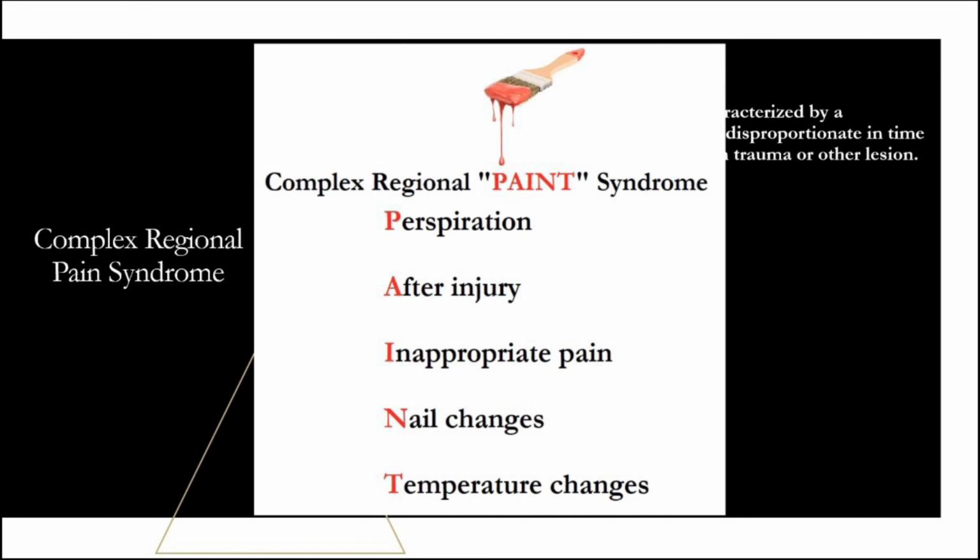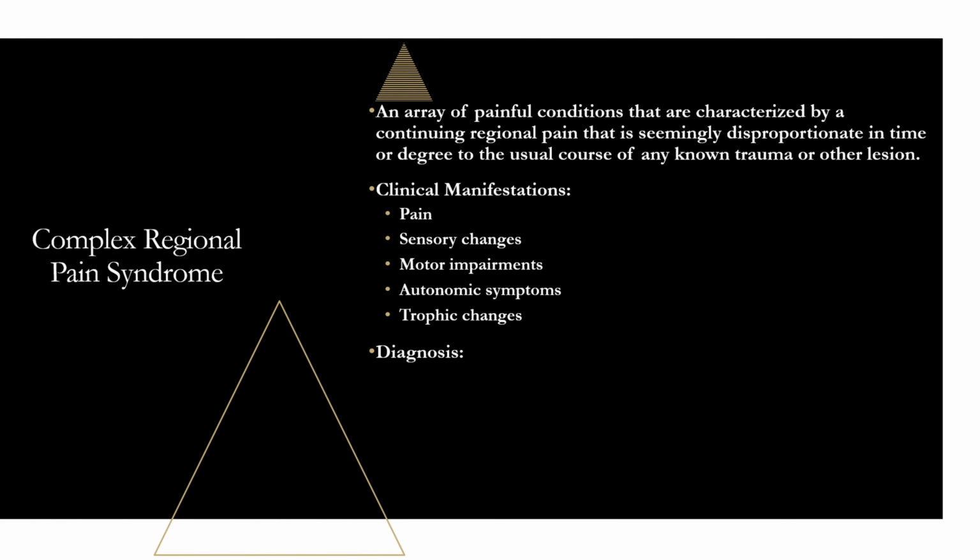So remember, if you have a vignette where you think they're talking about complex regional pain syndrome, remember to look for pain, perspiration, after injury, inappropriate pain, nail changes, temperature changes. That should be enough to get you the right answer. And then diagnosis is going to be pretty straightforward. It's a clinical diagnosis based on your history and physical. Nothing to know here for the exam question.